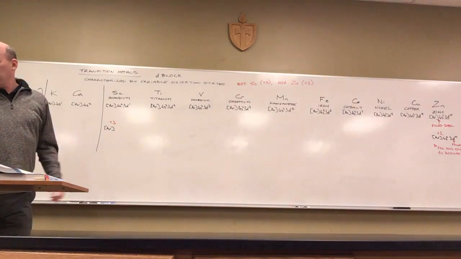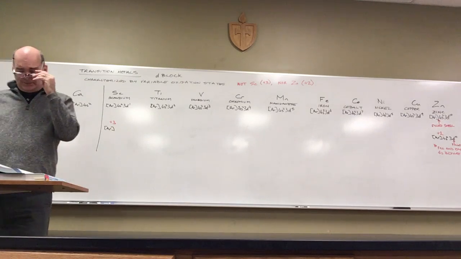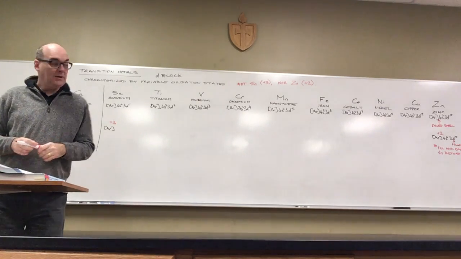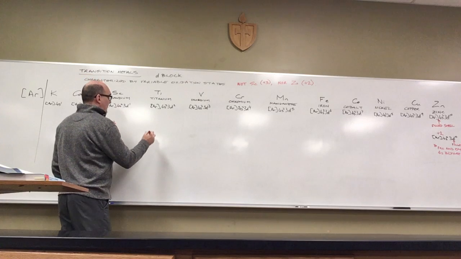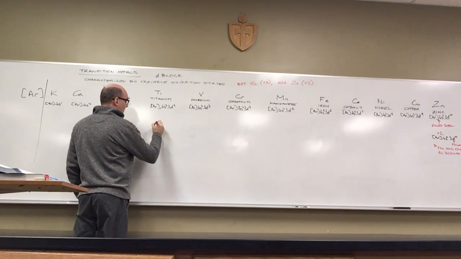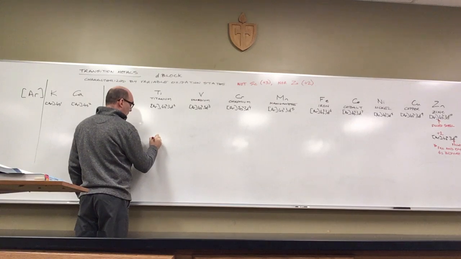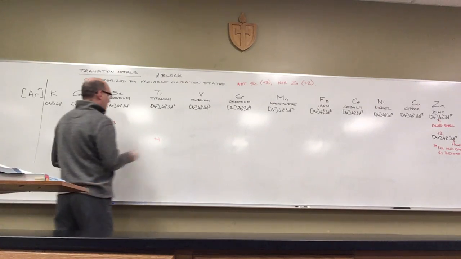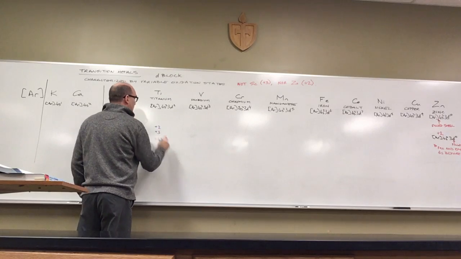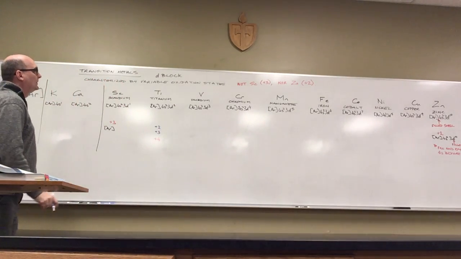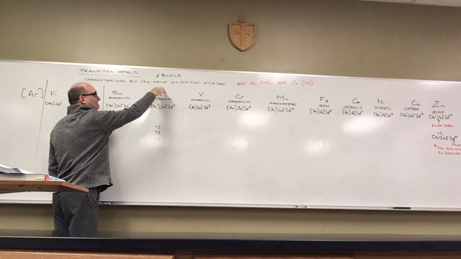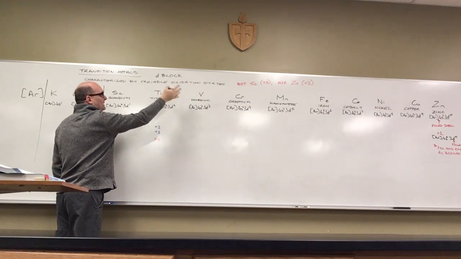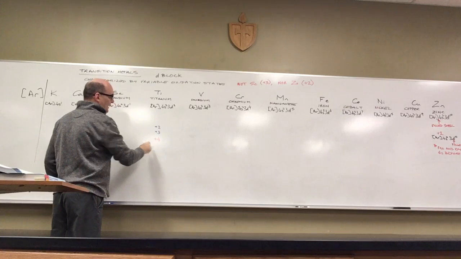oxidation states. Titanium. Titanium has a +2. Everything has a +2. And a +3. And a +4. I'm going to do the +4 in red. You can make titanium like TiO, but most of the titanium oxide is TiO2, going to be in the +4.